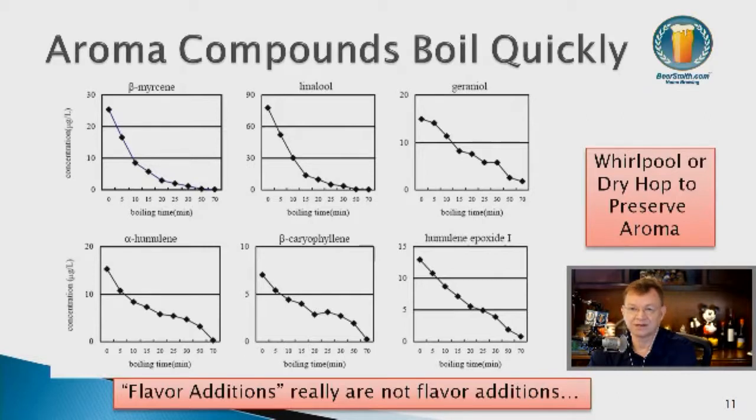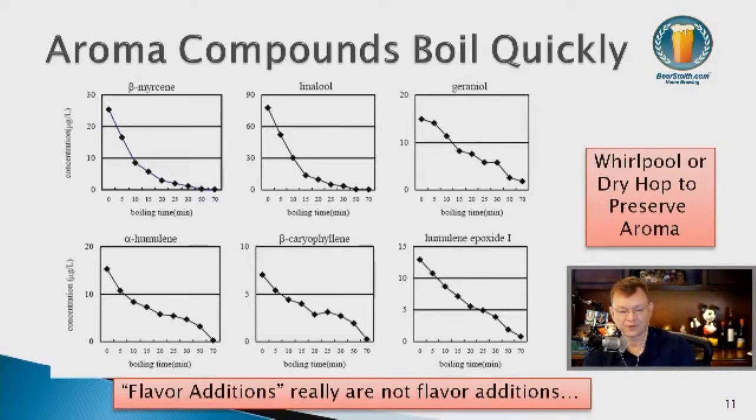And myrcene, about two-thirds of it is gone in just over 10 minutes of boiling. So if I do a 5 or 10 minute boil addition, a so-called aroma addition, I'm not really getting much aroma out of that. A lot of that oil is just boiling away. And similarly, linalool and geraniol, these are other major hop aroma oils.